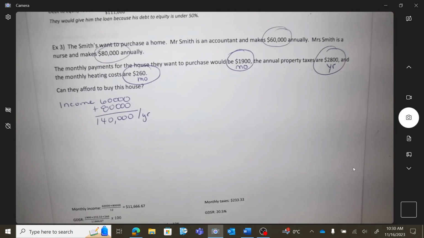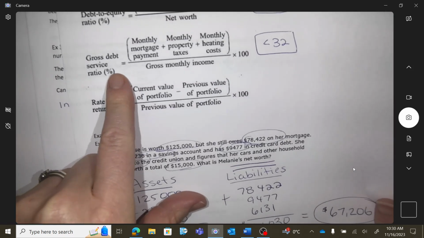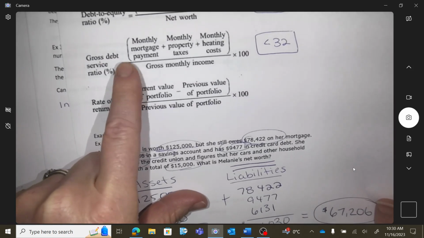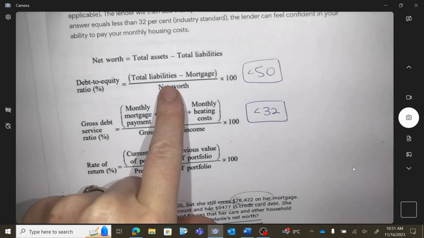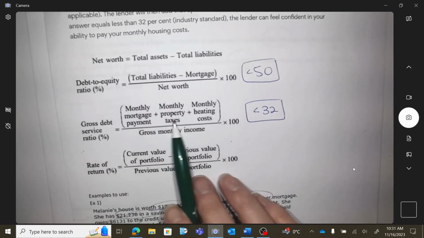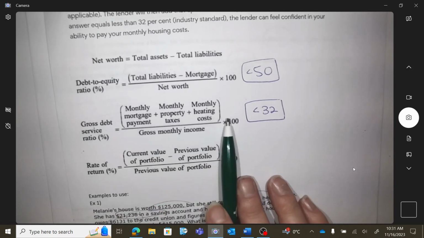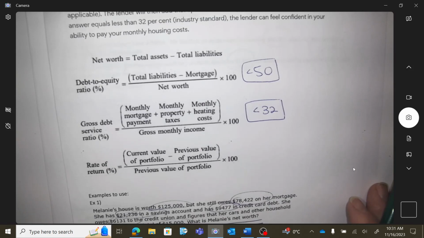Okay, so we're going to decide if they would be able to get this house, if they can afford this house. So what am I looking at here? I'm looking at this formula to see, can they afford to buy this house? Okay, so this is a formula that a bank can use for any kind of money. This one is specifically used for, can somebody afford this specific house? Okay, to see if, can I buy this $400,000 house, or can I afford this $500,000 house? This is what they're trying to figure out.